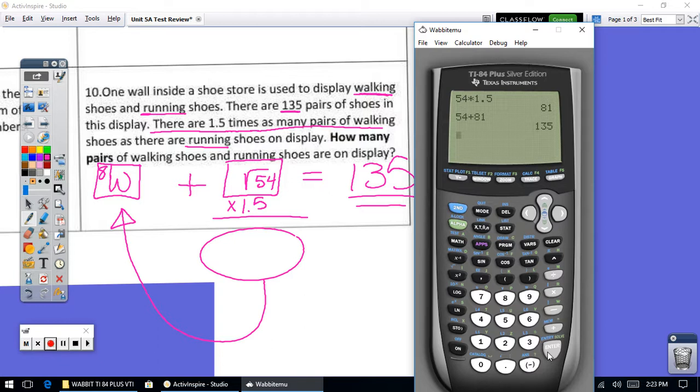And it does. And so let's go back and let's look at the two constraints. The first constraint was that when we add these two numbers together, it has to equal 135. But when I take this number here for running shoes and multiply it by 1.5, it has to equal this number here. And it does. And so since it fits both of those constraints, let's look at the question. How many pairs of walking shoes? There are 81 walking shoes, 54 running shoes.